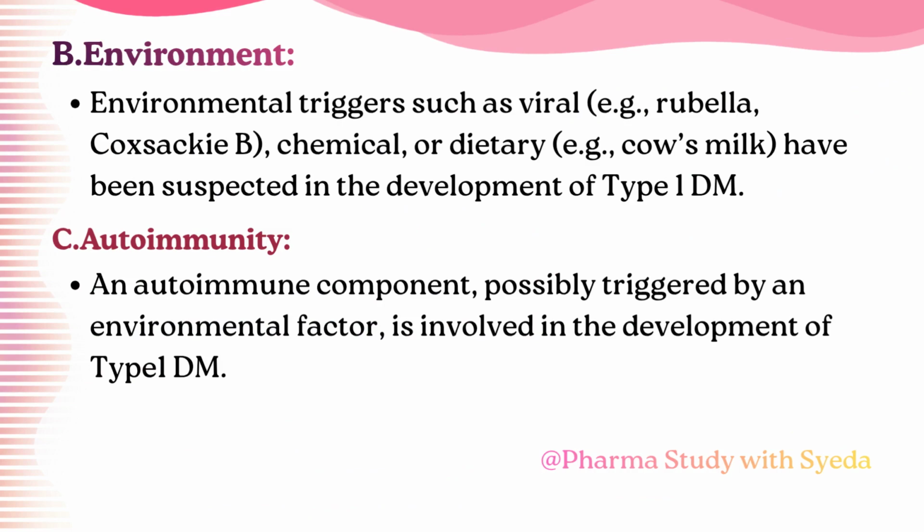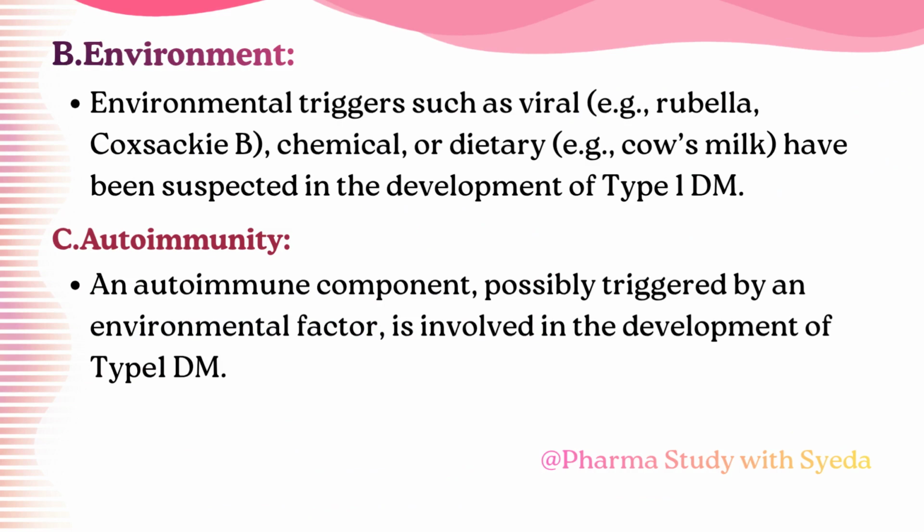Environmental triggers are believed to play an important role. Viral infections such as rubella and Coxsackie B virus have been strongly suspected. In addition, certain chemical exposures and even dietary factors, such as early exposure to cow's milk, have been proposed as possible contributors. These environmental factors may act as triggers in genetically susceptible individuals.